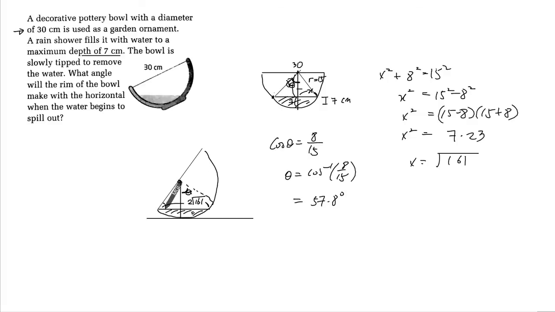Now, if they're really asking for this angle here, the rim, and what angle it forms with the horizontal, let's say this is theta, and this is 90 minus theta, then clearly this is also theta. So this is the angle that the rim forms with the horizontal.